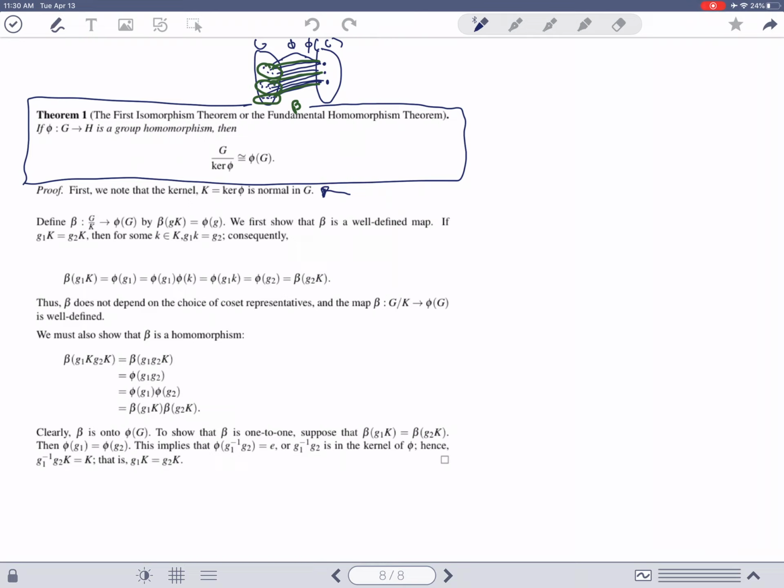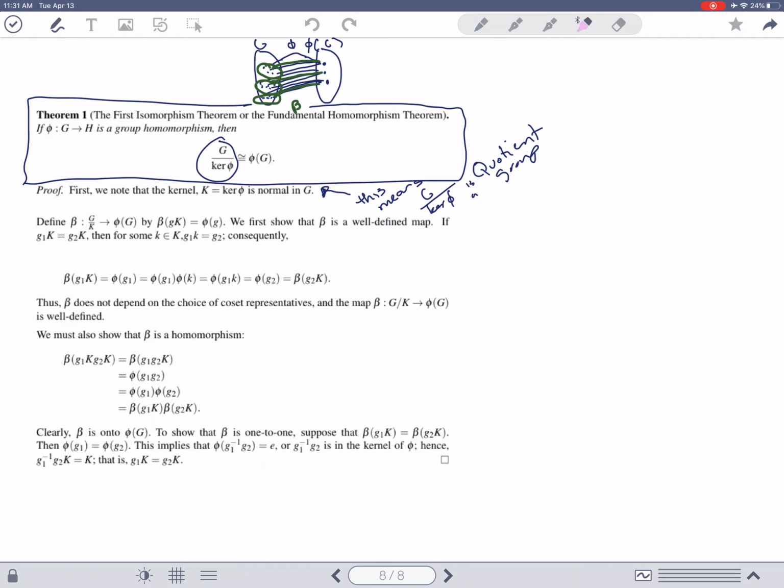And again, pause, think about this for a second. Well, this is important because normality is what was required for G mod kernel phi, this quotient group, for it to actually be a quotient group, right? Remember, if we didn't have normality, we had problems with the operation not working right, we didn't have closure, the structure just falls apart. So we can note that, so that means that we're actually, in fact, working with a quotient group, and that this makes sense to continue onwards.